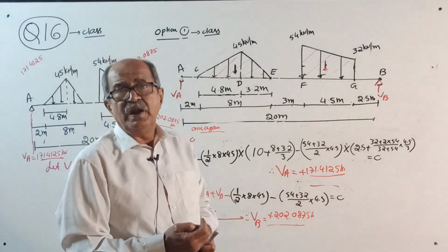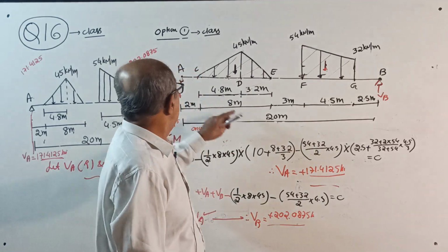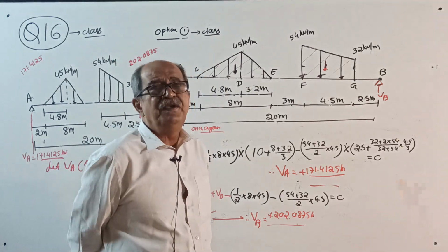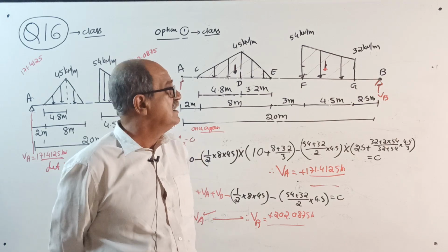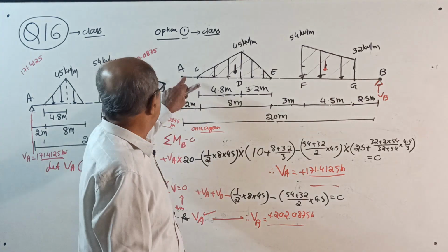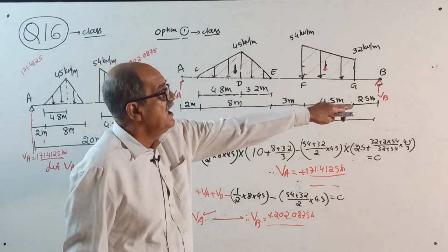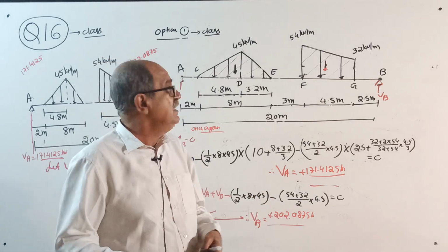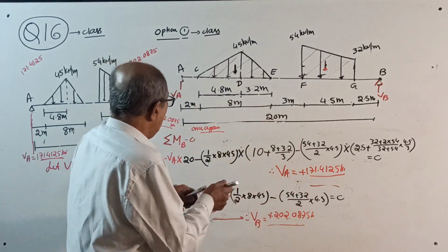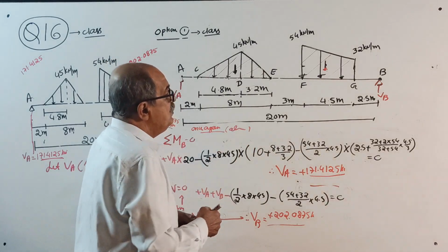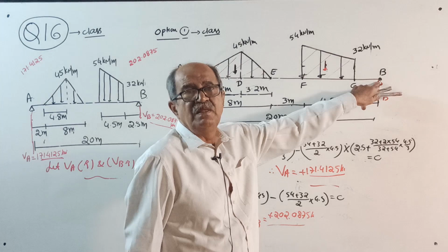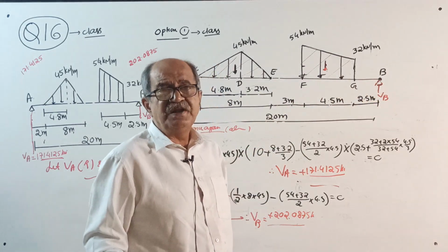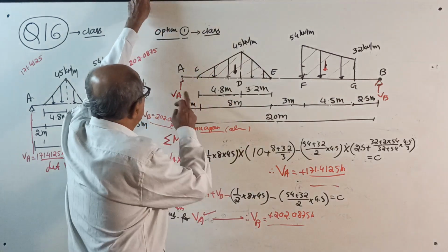This is your option 1. Actually what you have done is, you take moment about any one point, you get one reaction, then sigma V equal to 0, you get the remaining reaction. We first solved by taking moment about the left end. We got the right reaction. Sigma V equal to 0, we got the left reaction. Alternately, we first took moment about B. We got VA first. Sigma V equal to 0, we got VB. This is to understand. You should know how to take moment about the left side and the right side.